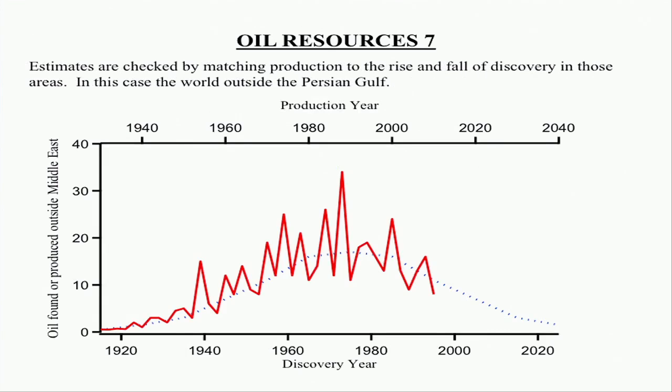You can also check estimates of production versus the rise and fall of discovery of a particular region. This graph, for example, is for the world outside the Persian Gulf. So here we have the oil found, discovered, or the top, the oil produced for oil fields outside the Middle East. And again, you can see rising to a peak and then declining. Obviously, as you discover new fields, this is going to fluctuate a lot. But on average, you will see it reaches a peak and then starts to decline.